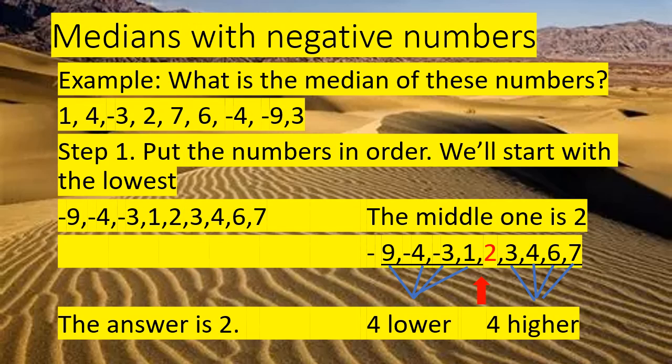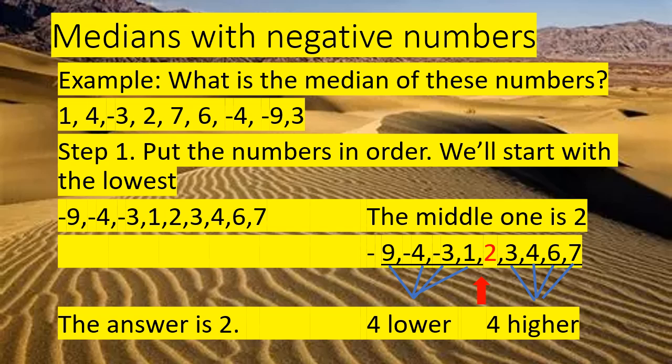Now we're going to look at medians with negative numbers. So here's the example. What is the median of these numbers? 1, 4, minus 3, 2, 7, 6, minus 4, minus 9, 3.